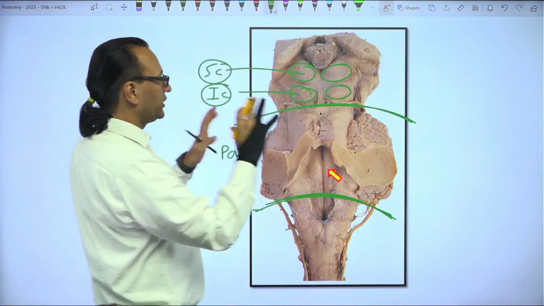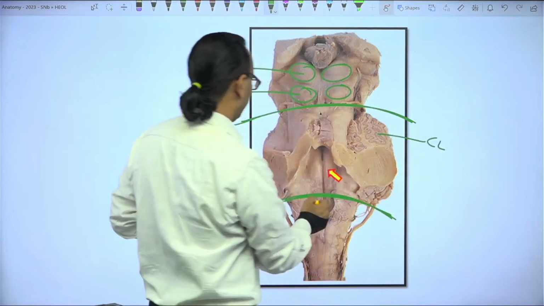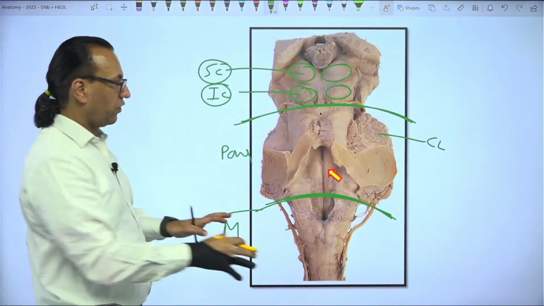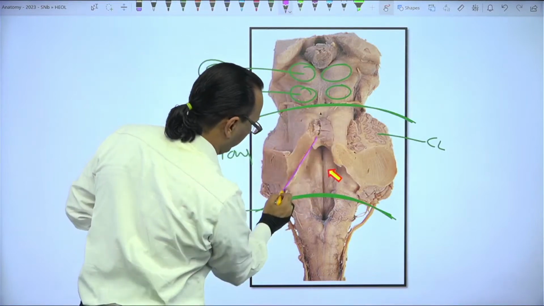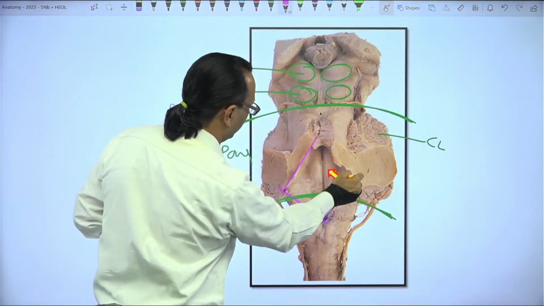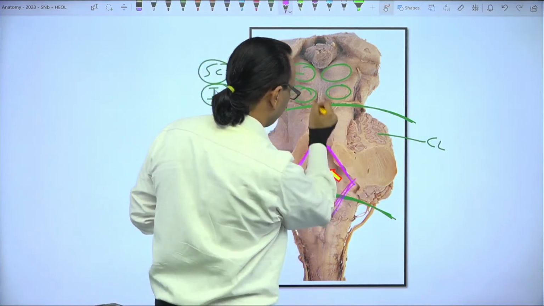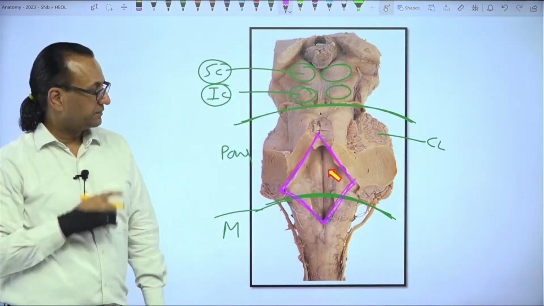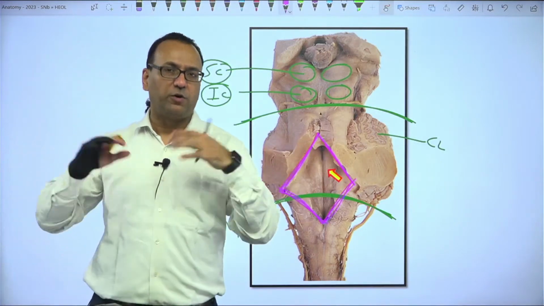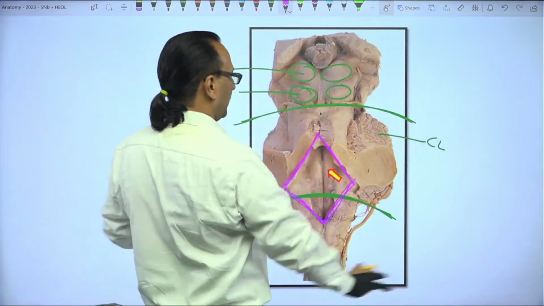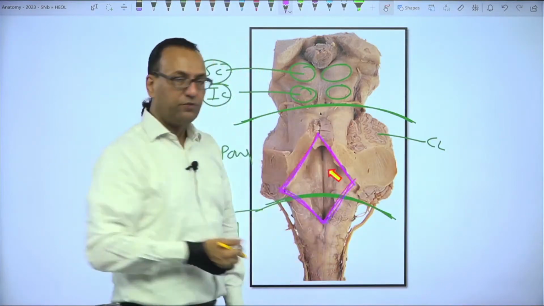You are looking from the dorsal side, you have removed the cerebellum. This is a part of the cerebellum which is evident, but you have removed the cerebellum from the roof of the fourth ventricle. So, this is the diamond shaped fourth ventricle filled with CSF, which cannot be seen until you remove the cerebellum from the roof of the fourth ventricle to look at the floor of the fourth ventricle.